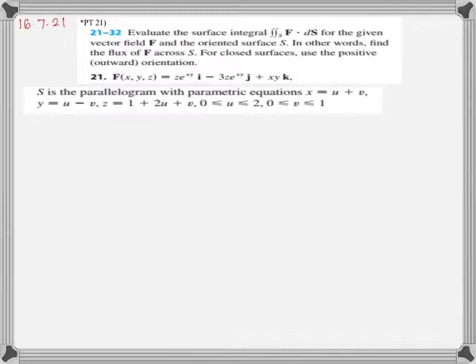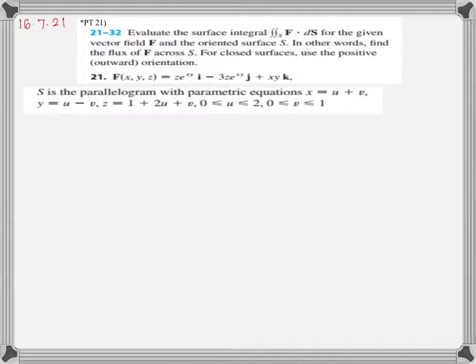Evaluate the surface integral, double integral over S, F dot dS for the given vector field F and the oriented surface S. In other words, find the flux of F across S. For closed surfaces, use the positive outward orientation. F of x, y, z equals z e to the xy i minus 3z e to the xy j plus xy k.